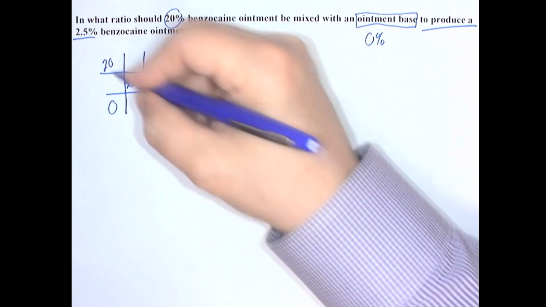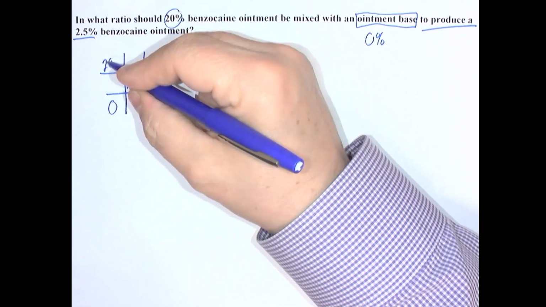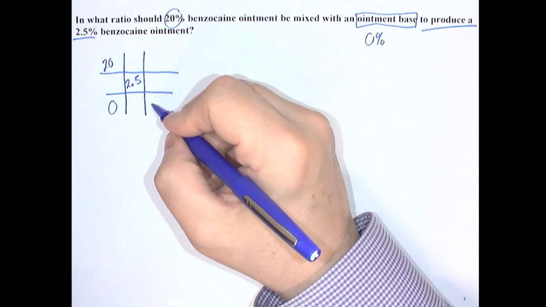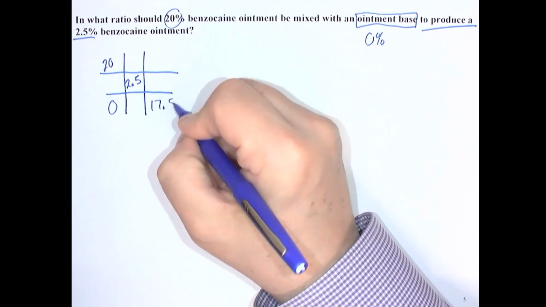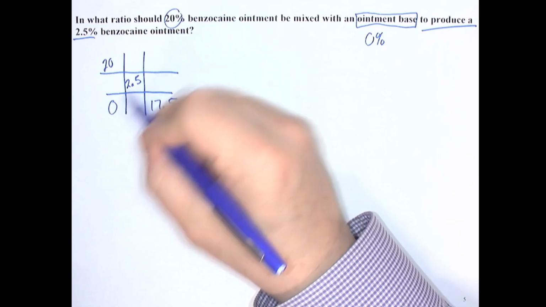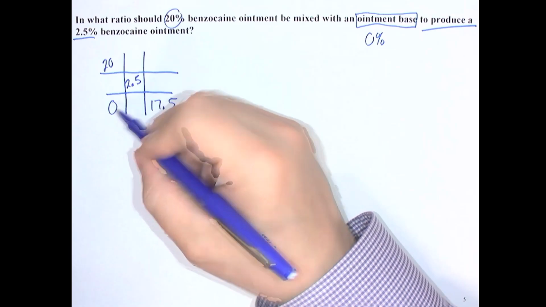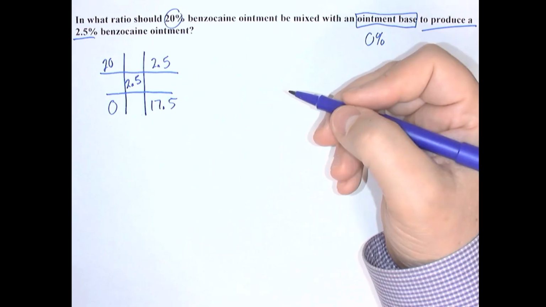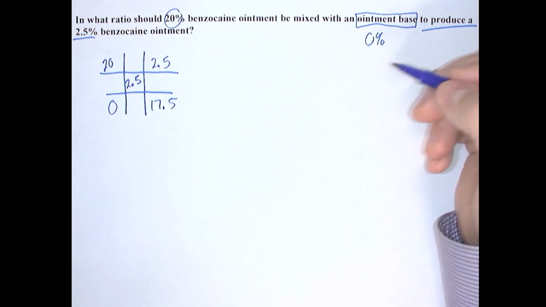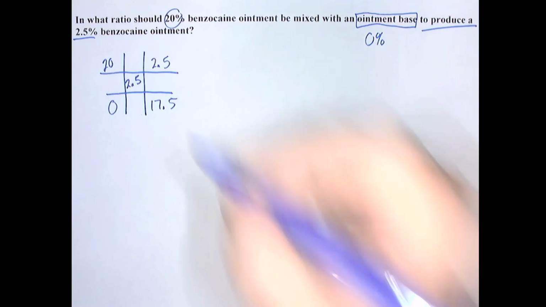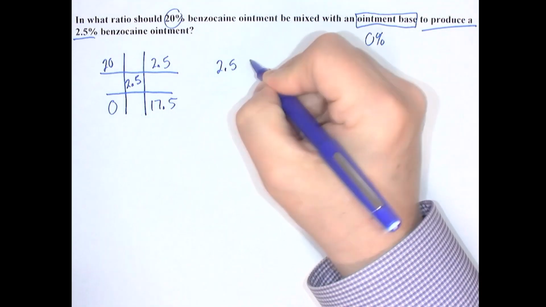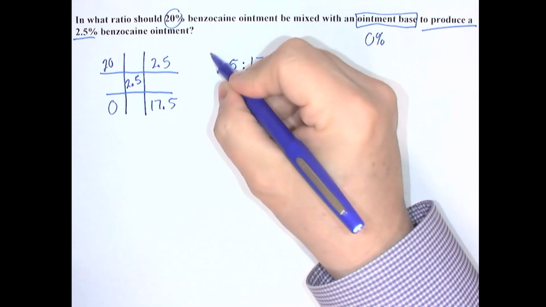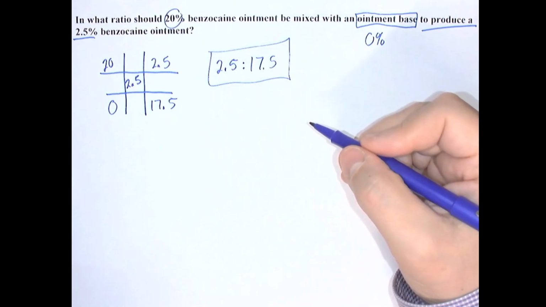All right, so I'm going to do my subtraction diagonally. 20 take away 2.5, we end up with 17.5. And I'll subtract diagonally this way. 2.5 minus 0, that's going to be 2.5. Okay, and so here's basically our answer. Again, it's asking us what is the ratio. So the ratio is 2.5 to 17.5. Okay, and that's our final answer there.